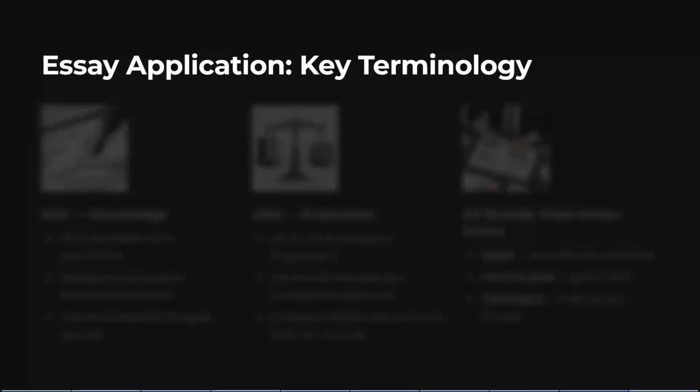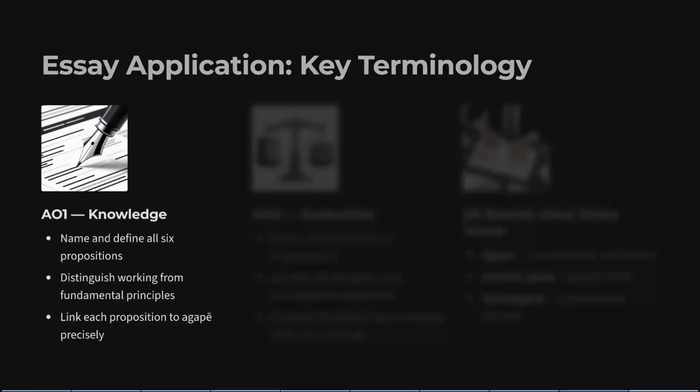Let me now be direct about how you use this in essays across all three boards. For AO1, name and define all six propositions. Distinguish them clearly from the four working principles, and link each proposition back to agapē precisely. Examiners are looking for the specific language of each proposition here, not a general description of the theory.